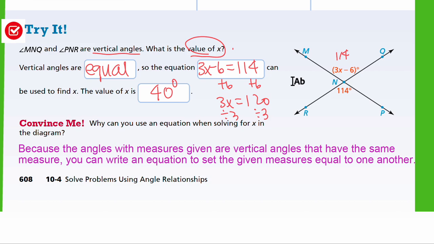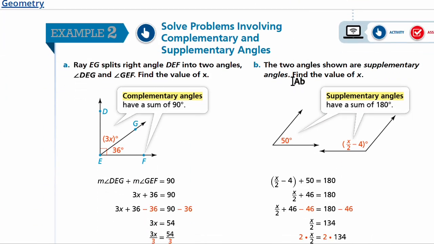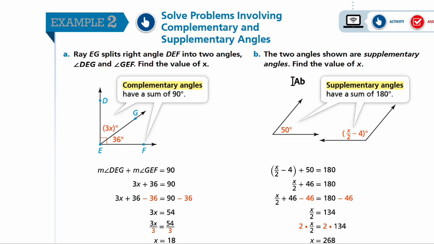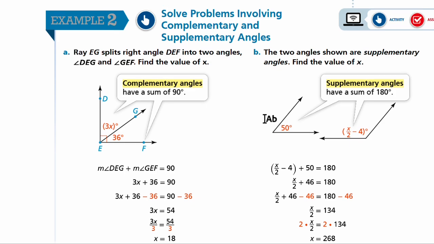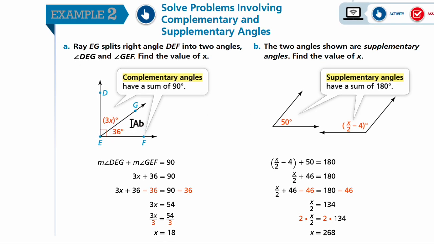Okay, let's go to example 2. Solve problems involving complementary and supplementary angles. Part A: ray EG splits DF into two angles, DEG and GEF. Find the value of x. So these are called complementary angles, as I mentioned in the beginning of this lesson, because they add up to 90 degrees. Supplementary angles have a sum of 180 degrees.